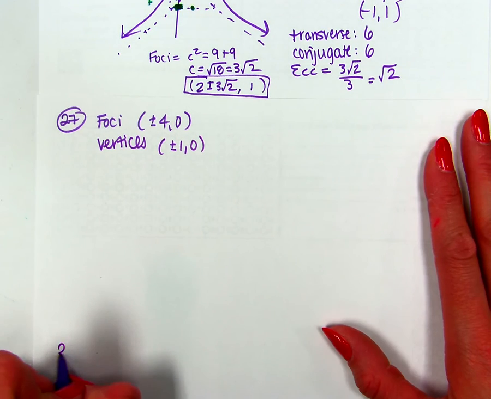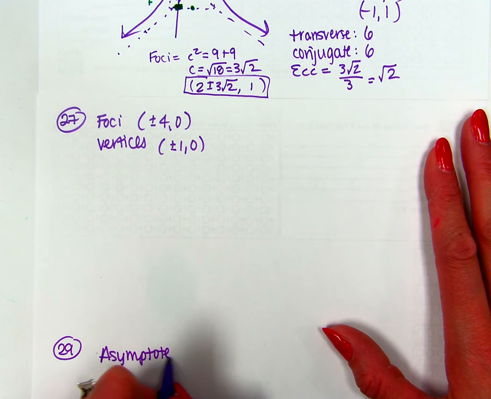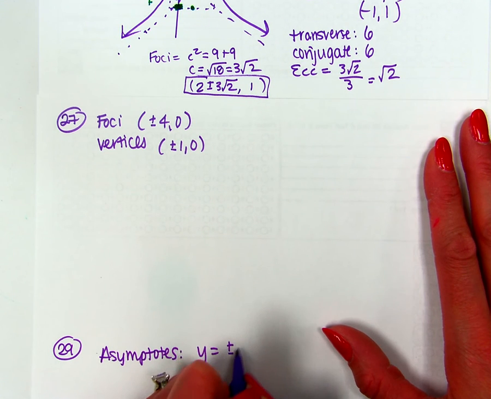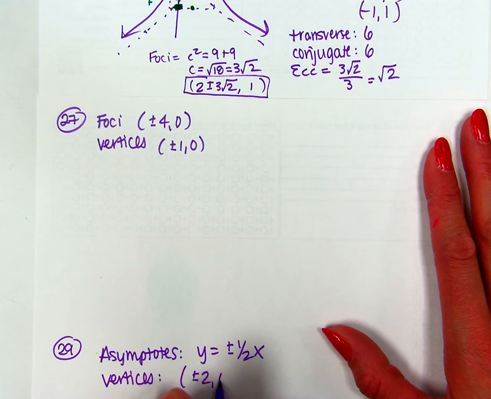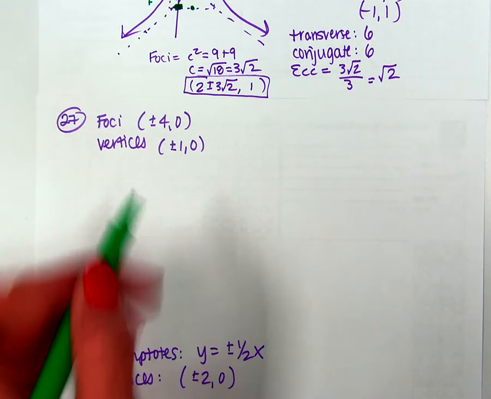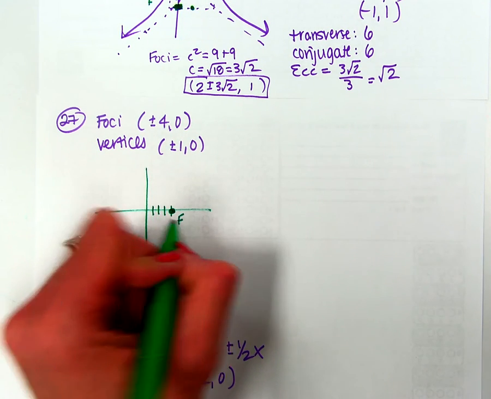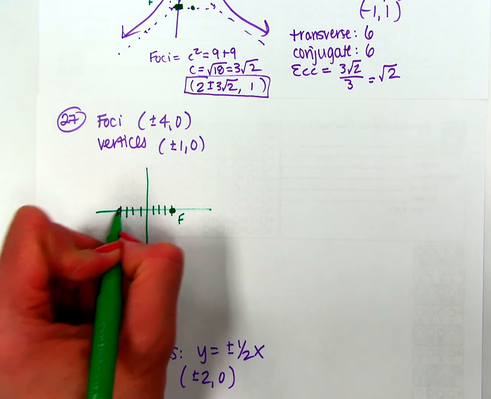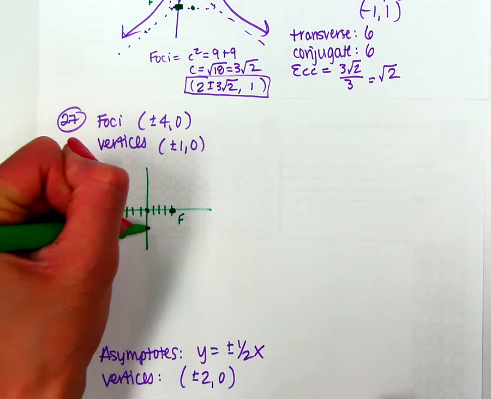For number 29, you're given the asymptote equations. They are at y equals plus or minus 1/2 x, and the vertices are at plus or minus 2, 0. All right, so just like before, it might be helpful to draw it out. If my focal points are at 4, 0 and -4, 0, my center should be right in the middle of those two. Well, where's my center? At 0, 0.